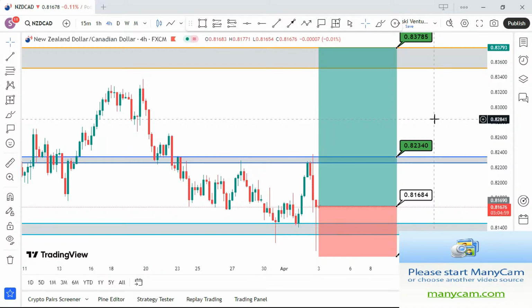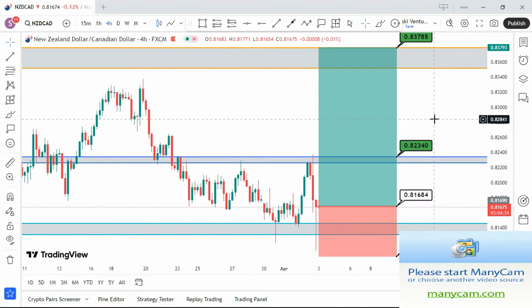So I'm very sure this trade is going to give us massive profits. But you never know what the market will do. That's why we must always manage our risks.